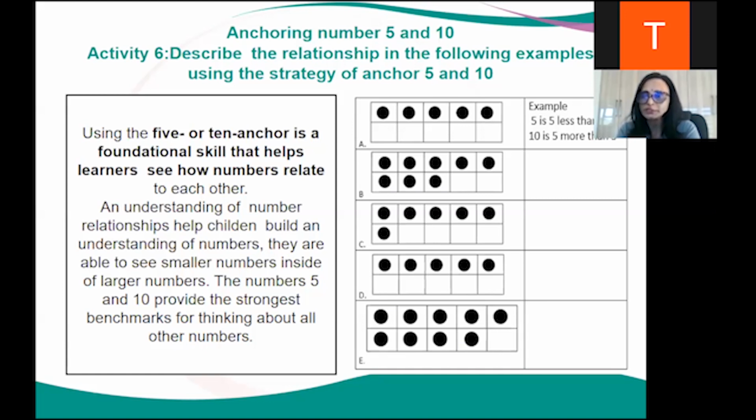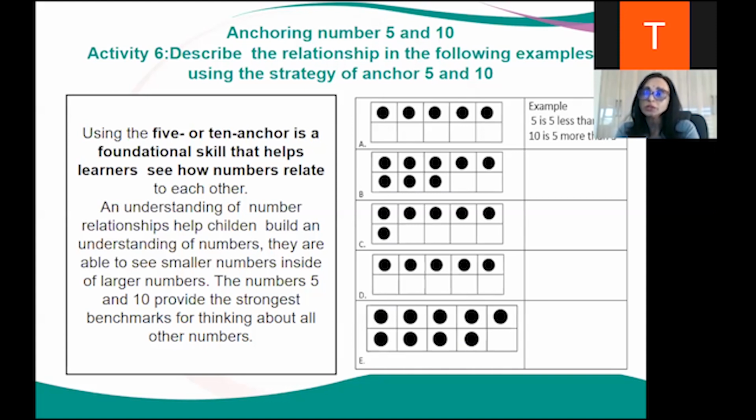All relationships are based on number 5 or number 10. An understanding of number relationships helps children build an understanding of numbers. They are able to see smaller numbers inside of larger numbers. The numbers 5 and 10 provide the strongest benchmark for thinking about all other numbers.